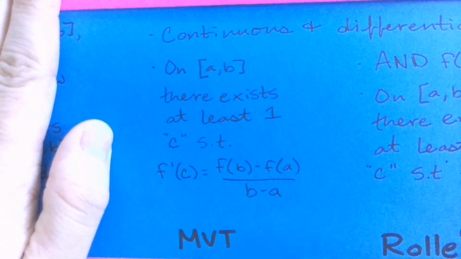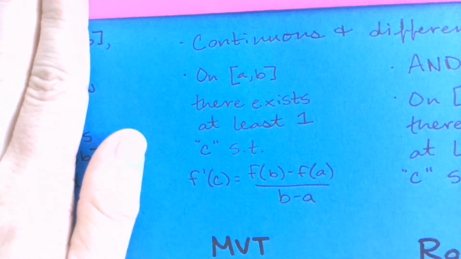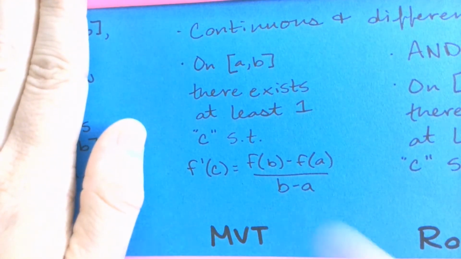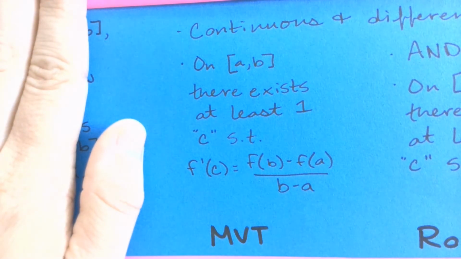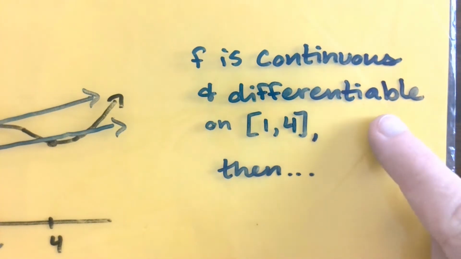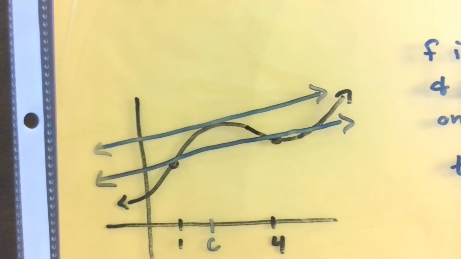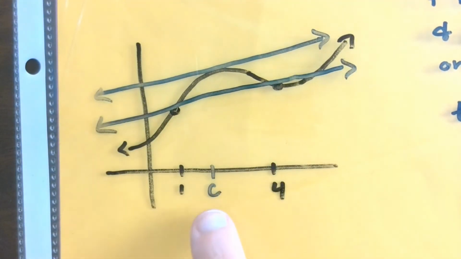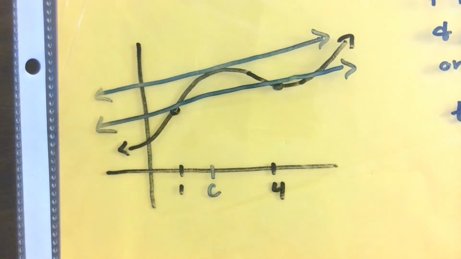For the mean value theorem, the function does have to be continuous and differentiable on that certain interval. There has to exist at least one value where the instantaneous slope is the same as the slope between the two endpoints. So if we had some function that's continuous and differentiable on 1 to 4, then whatever that slope is between 1 and 4, we are guaranteed some value where the instantaneous slope is the exact same slope.